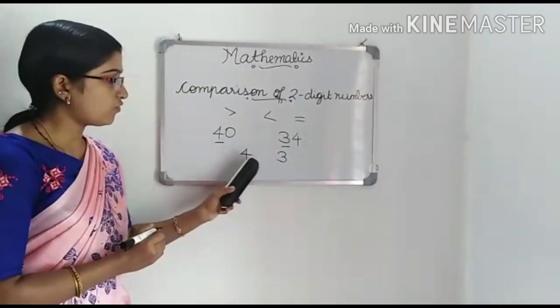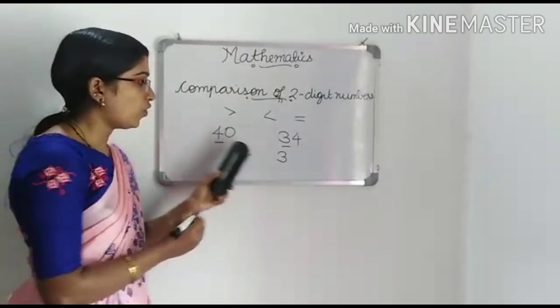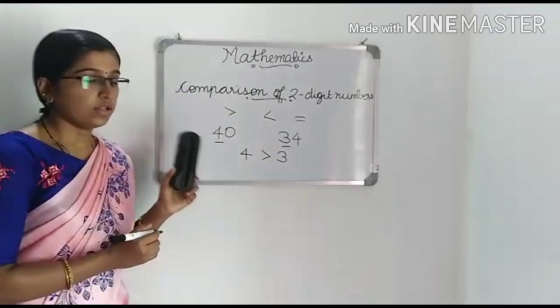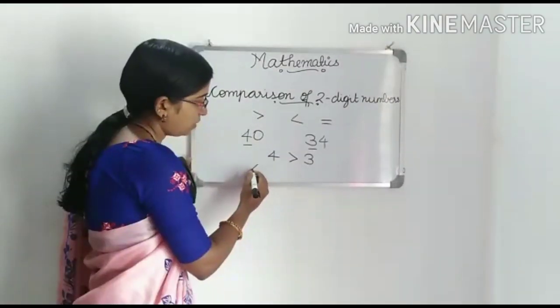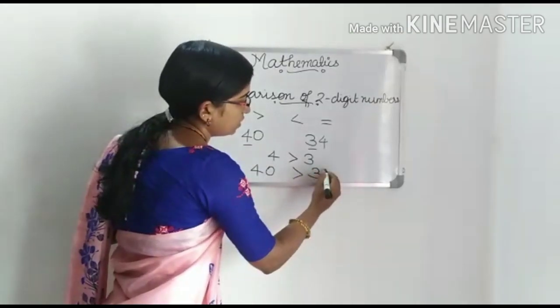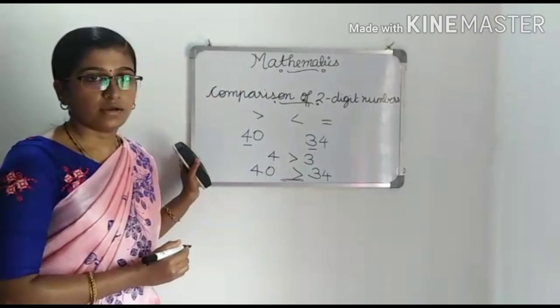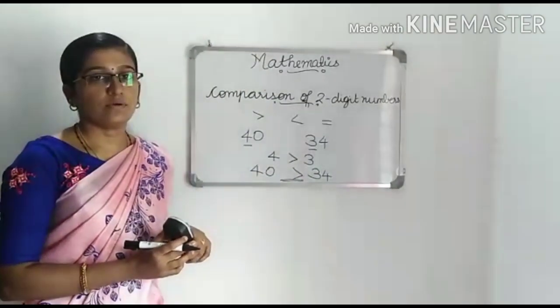Here the first number is 4 and the second number is 3. So the greatest number is 4. So the open end points towards the greatest number that is 4. 4 is greater than 3. So the number 40 is greater than the number 34. Is it clear, children? Like this way you can compare 2-digit numbers.